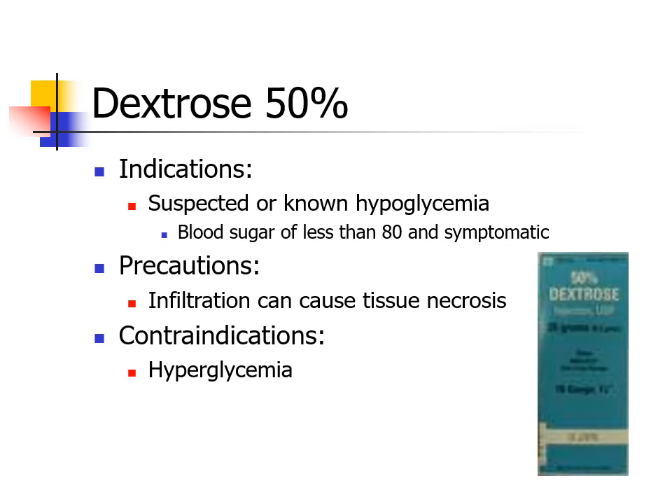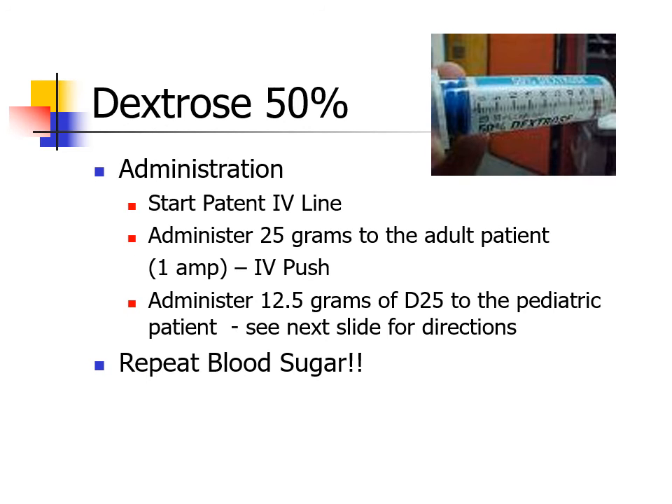Dextrose 50% or D50. Indications. Suspected or known hypoglycemia. Blood sugar of less than 80 and symptomatic. Precautions. Infiltration can cause tissue necrosis. Contraindications are hyperglycemia. Administration. Start a patent IV line, preferably greater than 20 gauge. Administer 25 grams to the adult patient, IV push. Administer 12.5 grams of D25 to the pediatric patient. See the next slide for directions. Repeat the blood sugar.